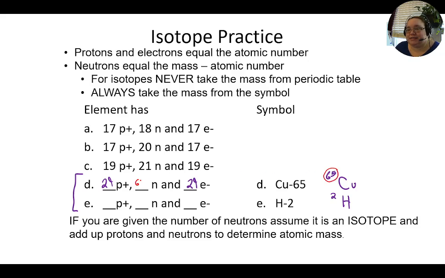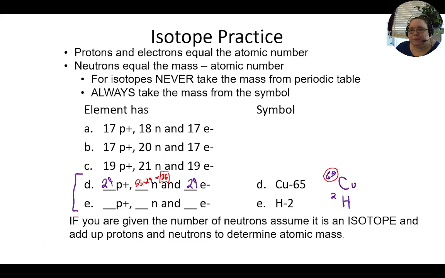So I'm going to take my 65 minus my 29, and I am going to get, fudge sauce, 69 minus, 65 minus 29 gives me 36. See, I should have went with my first instinct. So it has 36 neutrons. We look at the periodic table. Normal atomic copper has an average mass of 64. So this one has 1 extra neutron.